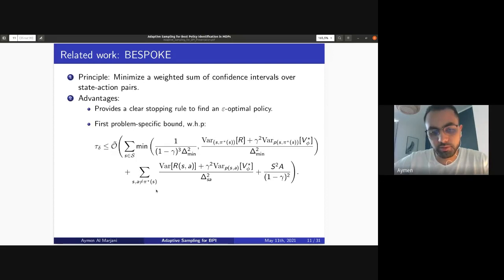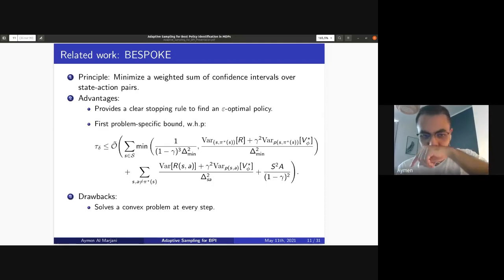The second term is the contribution of suboptimal action pairs, and it scales as the inverse of the gaps of these pairs, and it is proportional to the variance of the next state after taking the pair SA. And so you can already see that there is a difference between the minimax bound and the problem-specific ones here, because the algorithm distinguishes between suboptimal ones and optimal ones. And for the suboptimal state action pairs, we only need to learn them up to a precision of delta and not up to precision of epsilon.